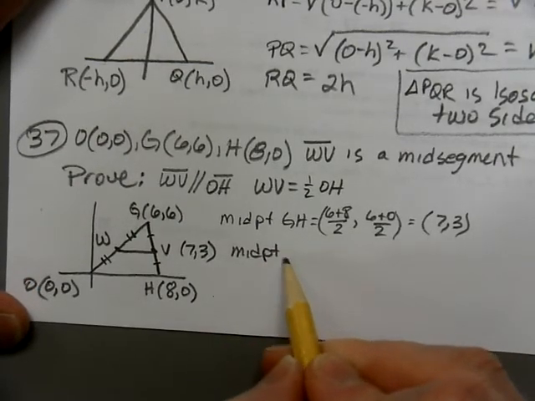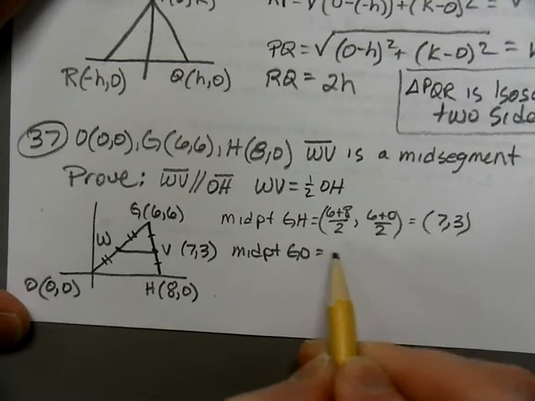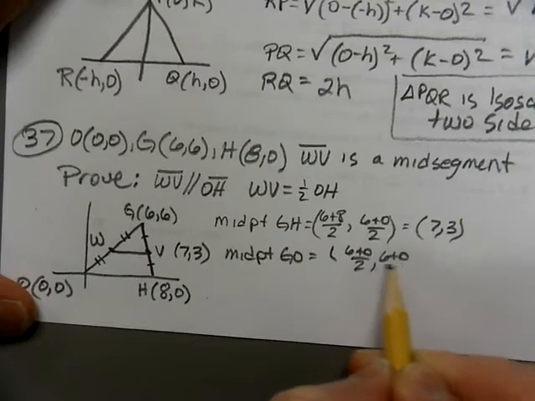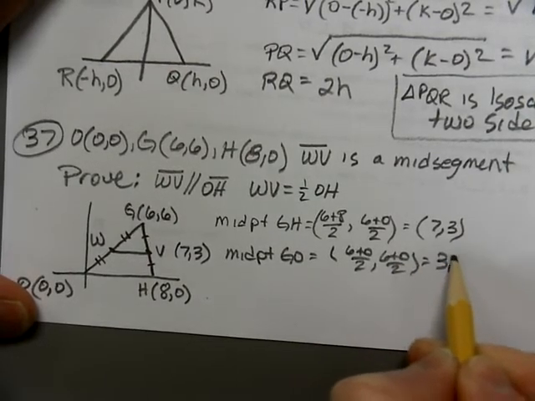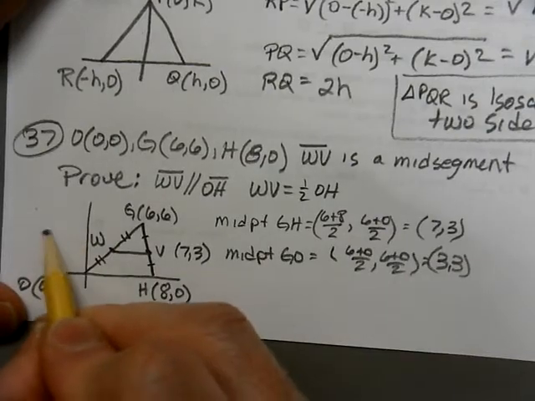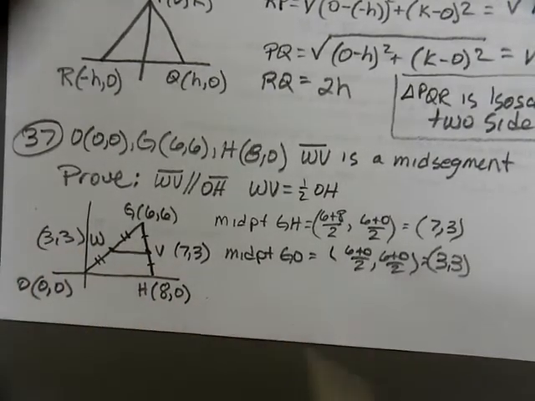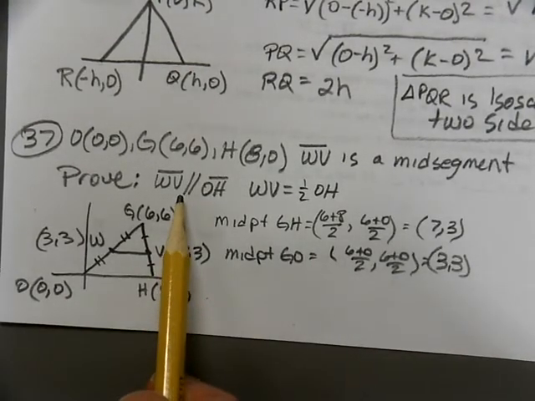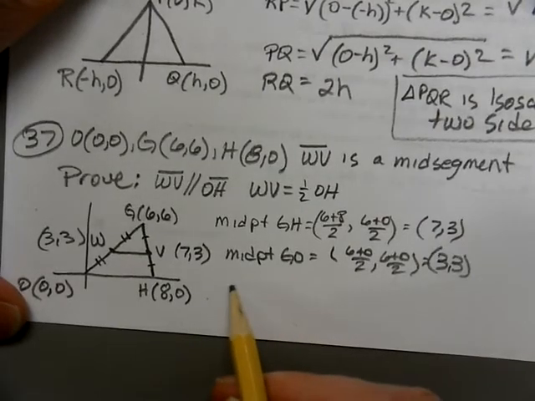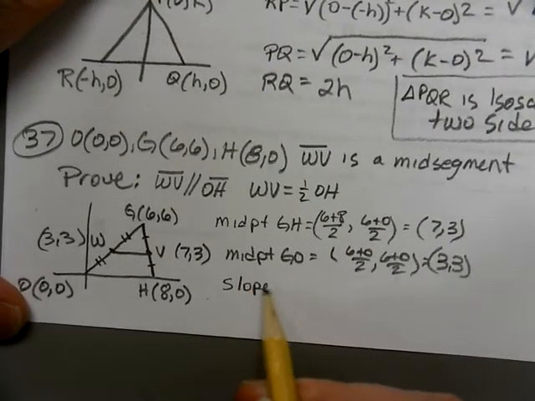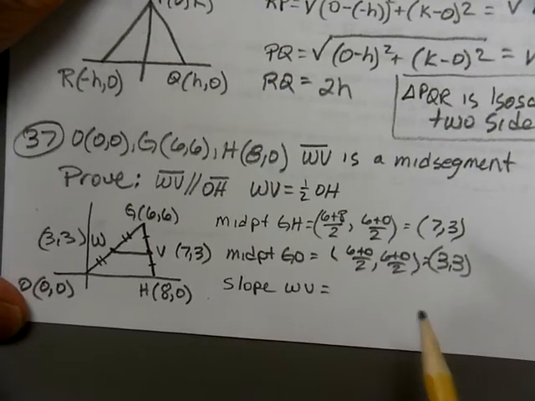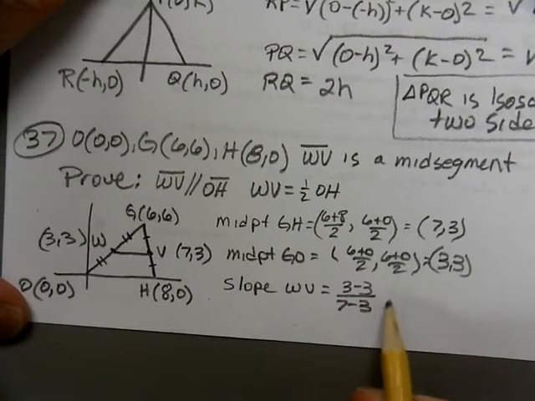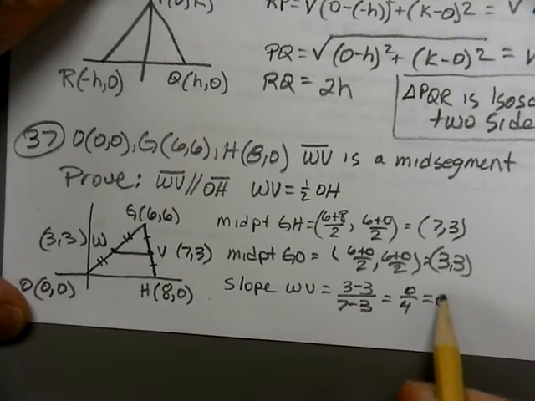The midpoint of GO, which is 6 plus 0 over 2, and 6 plus 0 over 2, which is 3, 3. That's what W is. So now I need to show that the lines are parallel. So I'm going to look at the slope. The slope of WV equals 3 minus 3 and 7 minus 3. That's 0 over 4. That's 0.